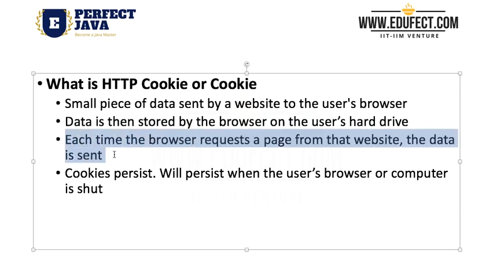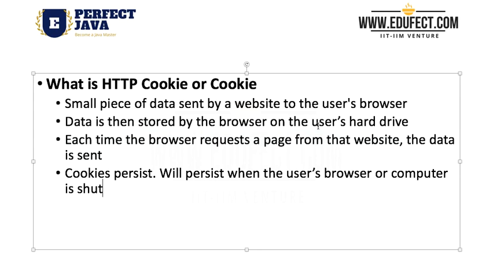Each time the browser requests a page from that website, the data is sent. So each time I go to gmail.com, the cookie, the small piece of data, would be sent to the server of that website. Whenever a user goes to that website again, that small piece of data is sent to the website or the server.